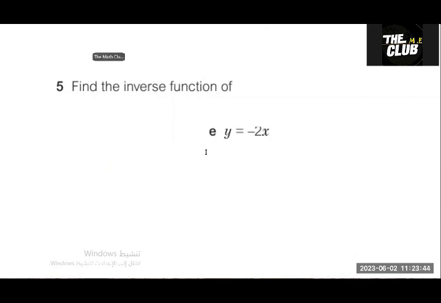Question E, same idea. We have a function or an equation, y equals -2x. In this equation, I want you to focus on this. Here we have -2 multiplied by the x. So the relation between -2 and x is multiplying. So focus on this step.